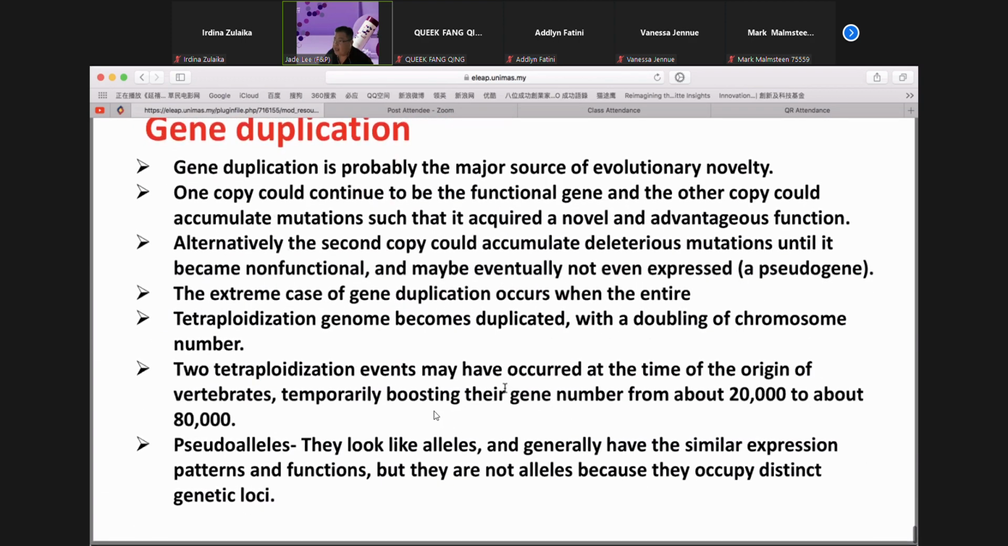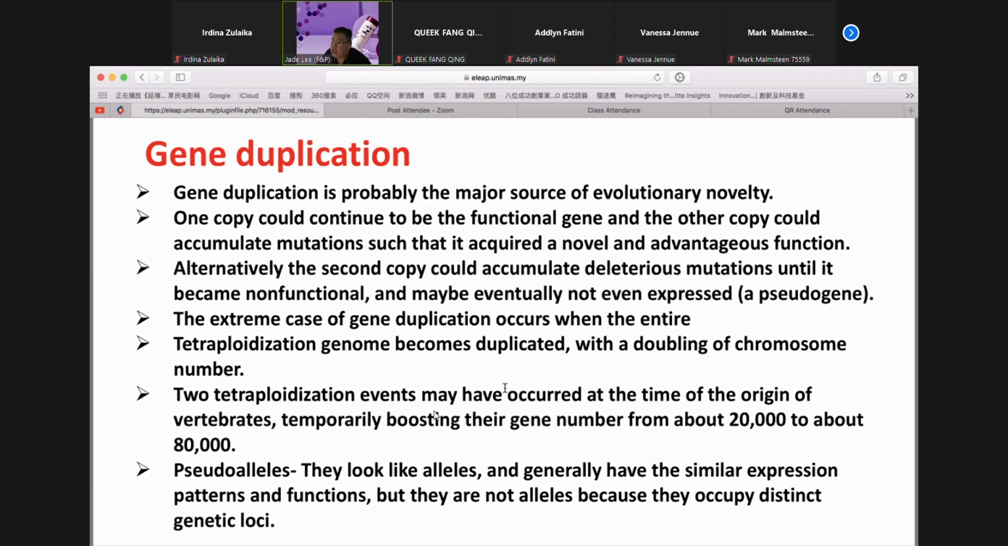Okay. And lastly is the gene duplication. So gene duplication is probably a major source of the evolutionary novelty. Not all organisms go through gene duplications, yeah. And we found that gene duplications happen a lot in fish. So that means one copy could continue to be the functional gene, where the other could accumulate the mutation, such as that is required for a normal or advantageous functions.